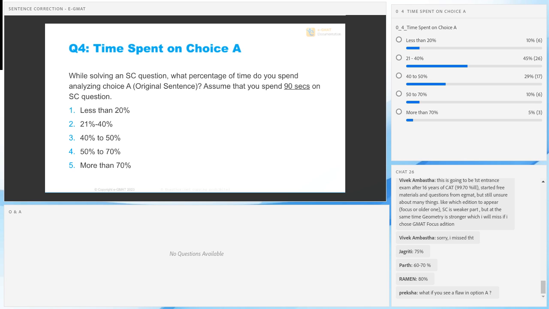Okay, now what if you see a flaw in option A? Preksha, we will talk about that. Again, 20% chance that the official sentence is wrong, right? There are five choices, right? Definitely, regardless of whether the official choice is correct or whether the original choice is correct or not, you have to spend more than 50% of the time on the original choice, right? Again, that's going to be the primary focus of this session, okay?